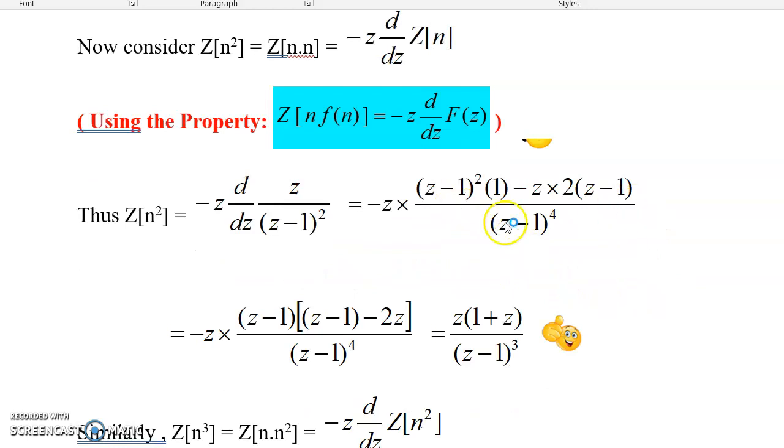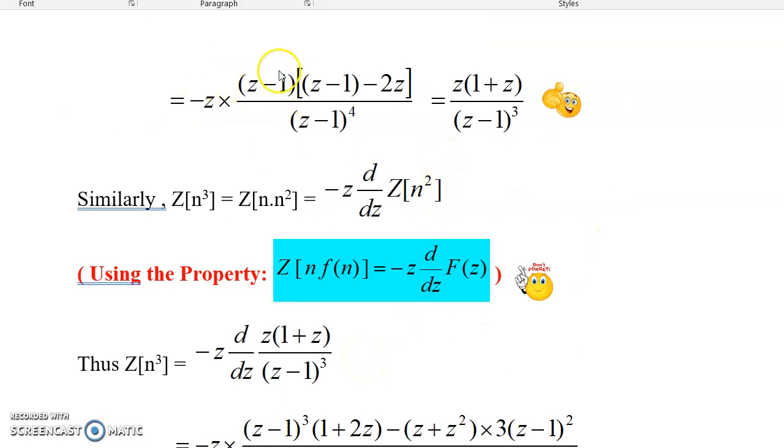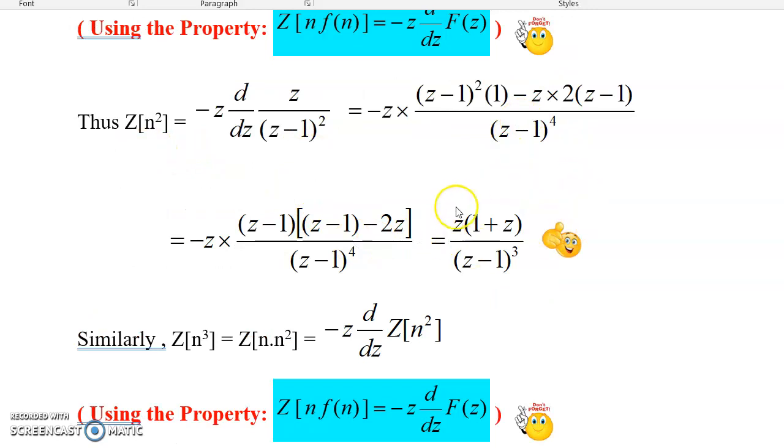And now when we look at this, there is a z minus 1 common, which can be taken out. And here you have z minus 1 minus 2z divided by this. So the final answer is, after cancelling the z minus 1, here you have z into the simplification of this, which is 1 plus z divided by z minus 1 the whole cube. So this is the answer of z transform of n squared.